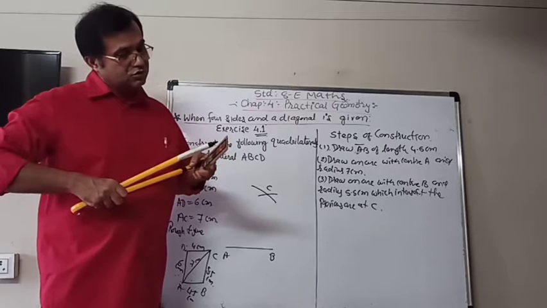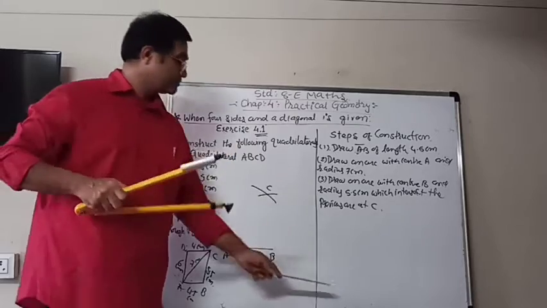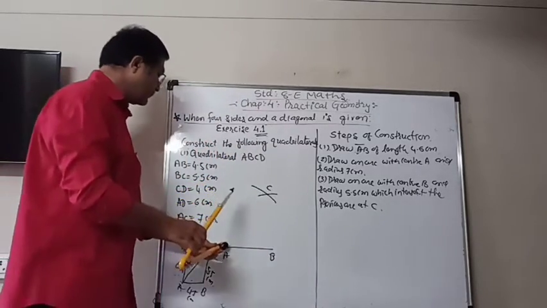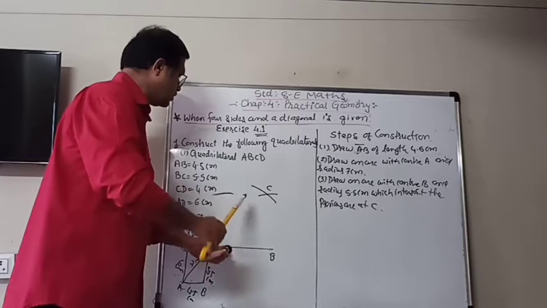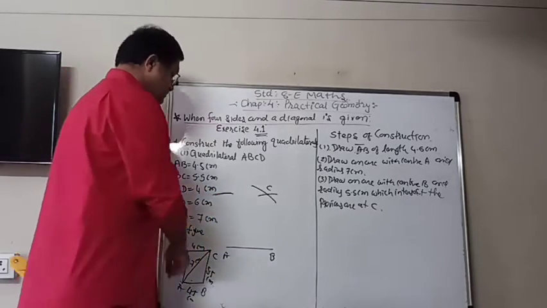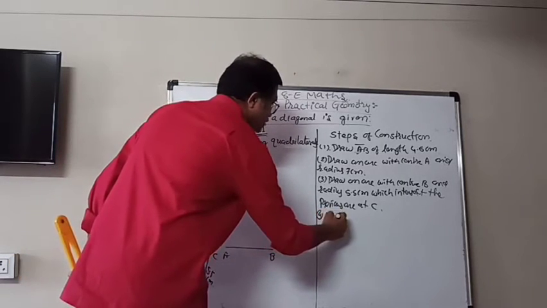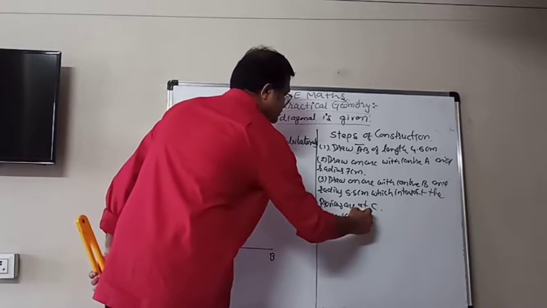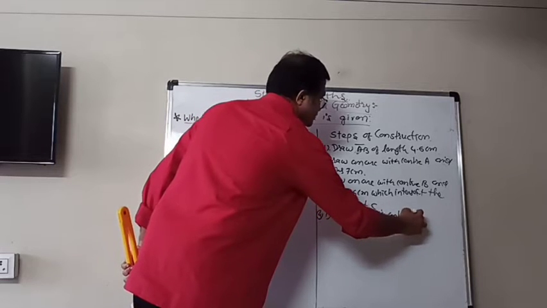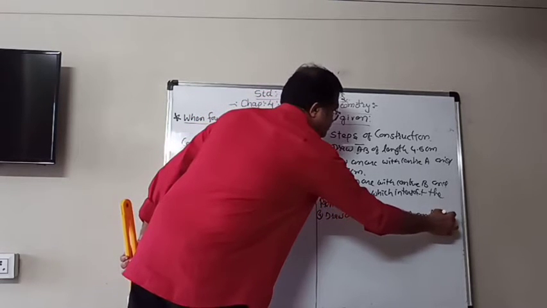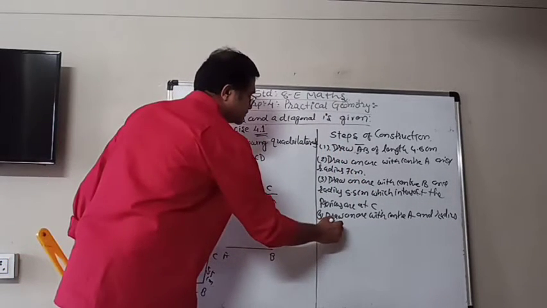That is my 23, 24. So now from point A, I have to draw an arc of how much? 6 centimeter for you people. So fourth, draw an arc with center A and radius how much? 6 centimeter.